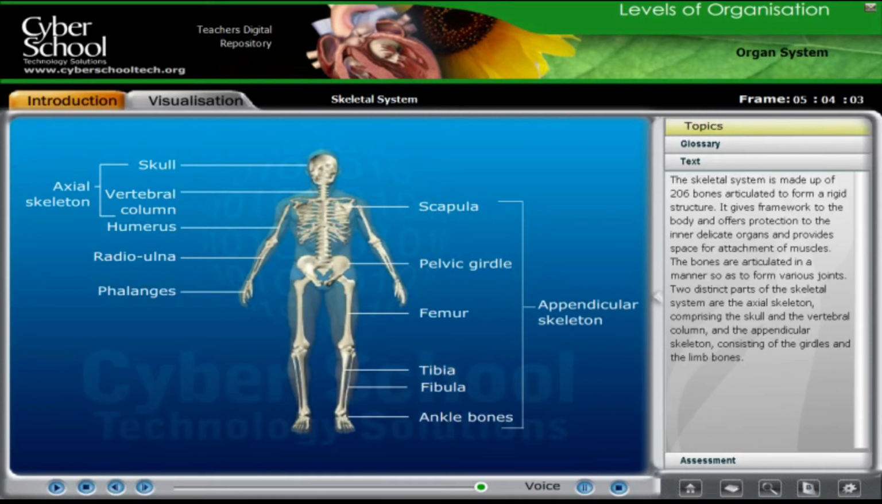joints. Two distinct parts of the skeletal system are the axial skeleton, comprising the skull and the vertebral column, and the appendicular skeleton consisting of the girdles and the limb bones.